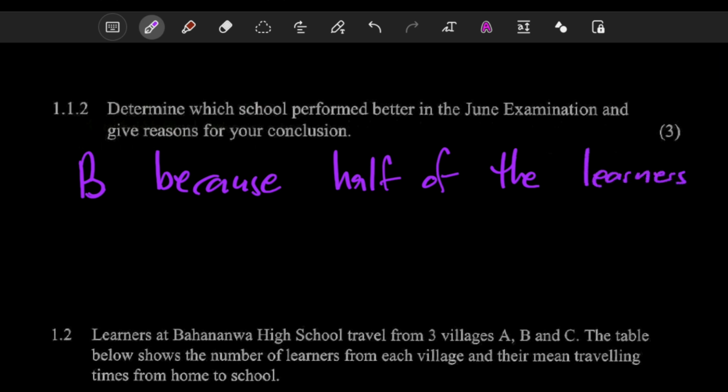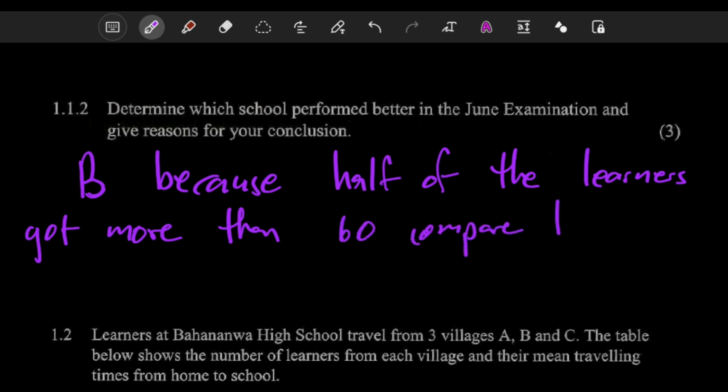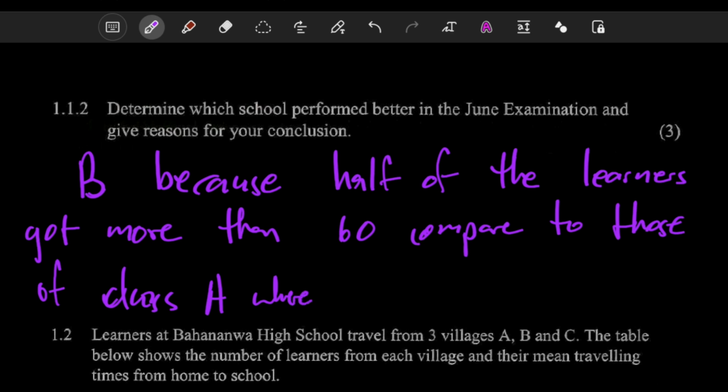learners, yes, what did half of the learners do? Half of the learners got more than 60 compared to those of class A, where half got above 55%. Above 55%.